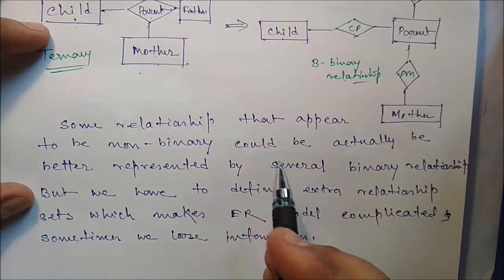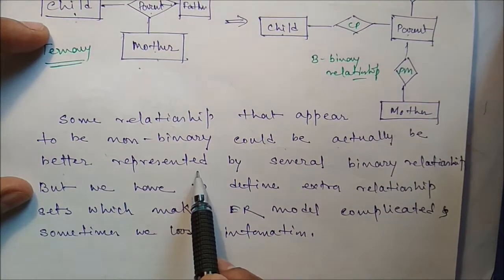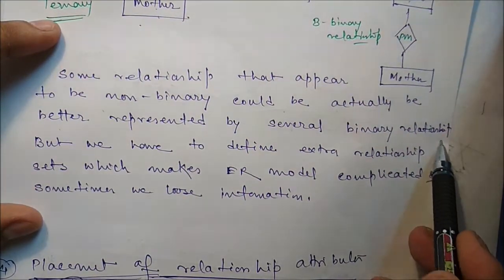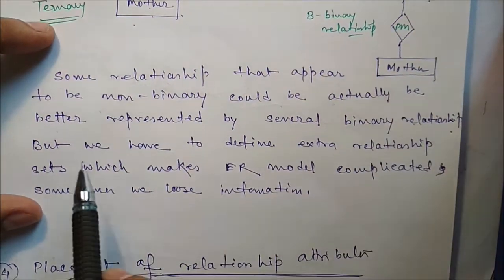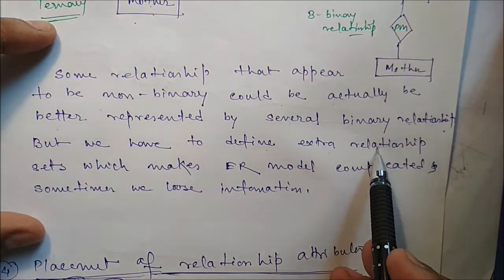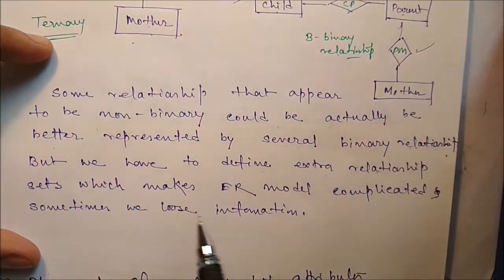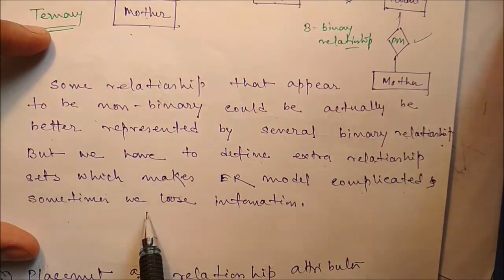Some relationships that appear to be non-binary could actually be better represented by several binary relationships. So we can convert non-binary to binary. But we have to define extra relationship sets this way, which makes the ER model complicated and sometimes we lose information.